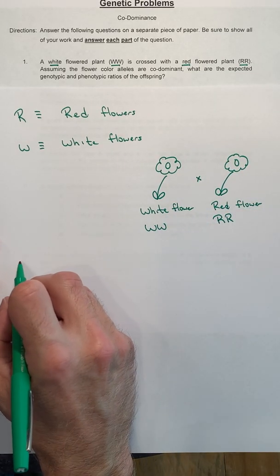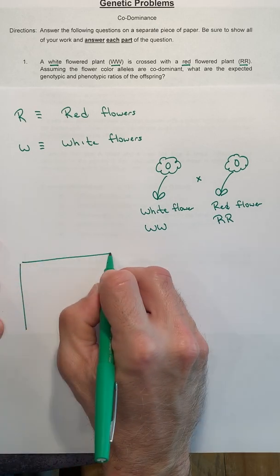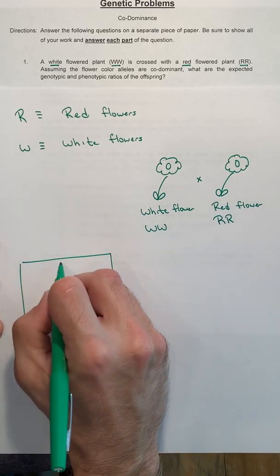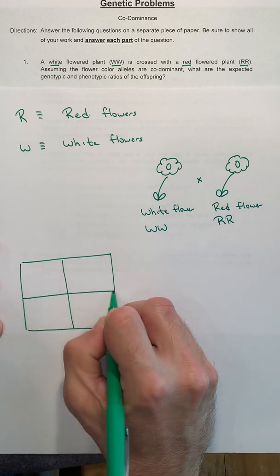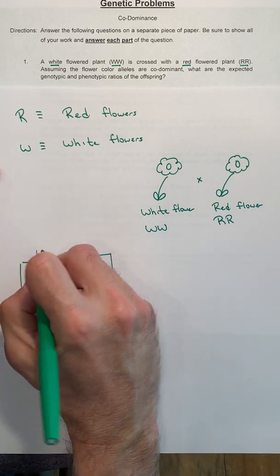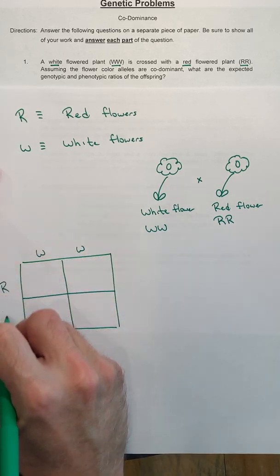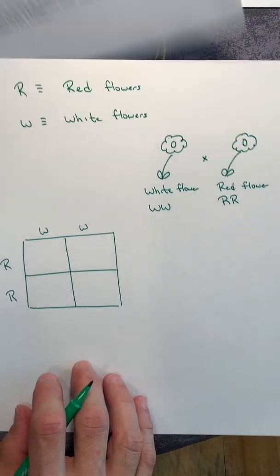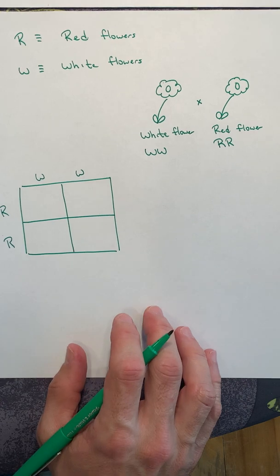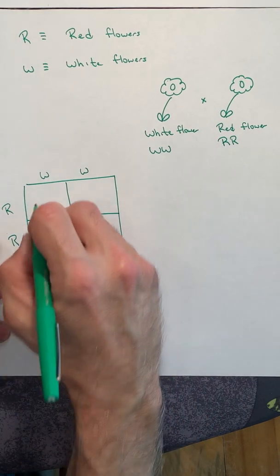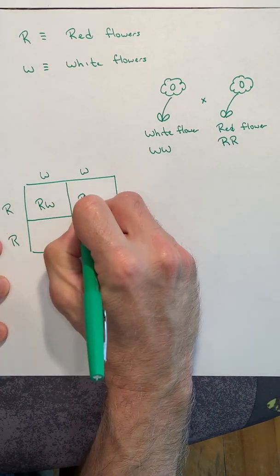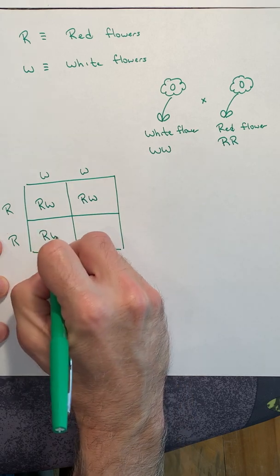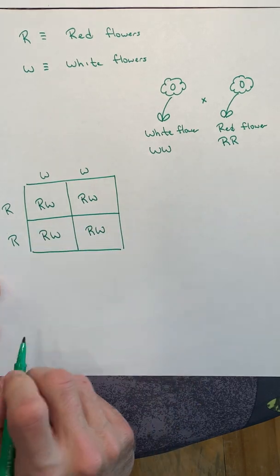So, Punnett square. Now, compared to the blood typing question, these Punnett squares are pretty simple. So, contribution. And now, what do you notice about all of the possible offspring? They're all RW. Like such.